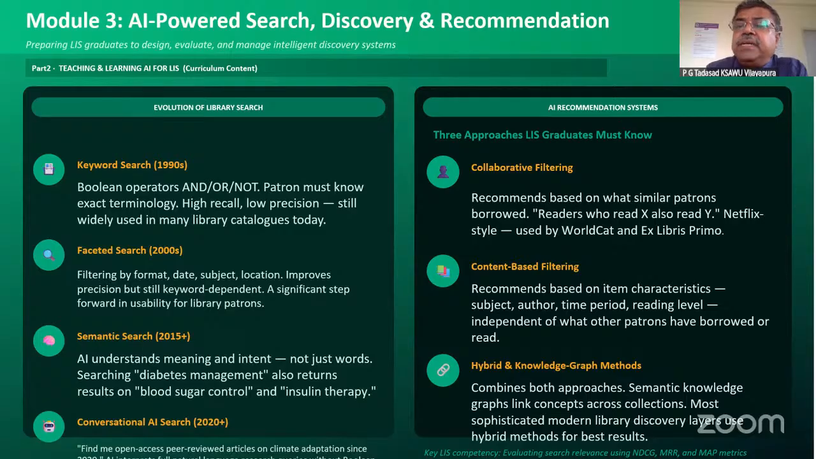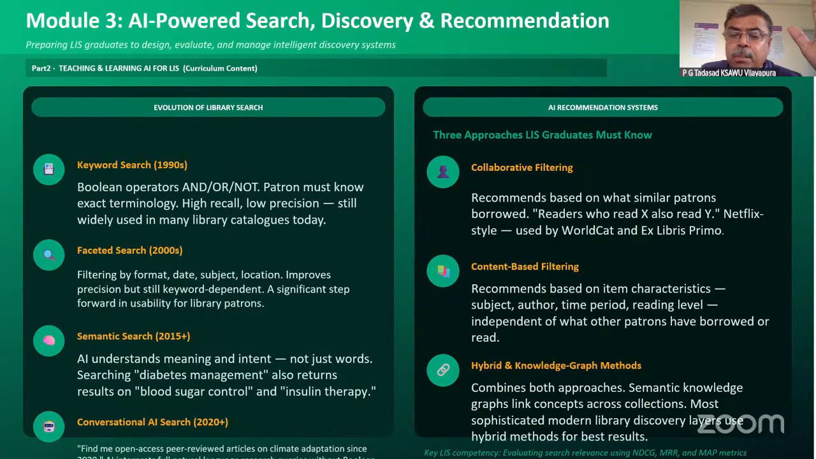The collaborative filter. In the morning I was referring to it. Readers who read X also read Y. This kind of collaborative filtering. You can have collaborative filtering, content-based filtering based on their borrowing histories and all that. The third one is deriving hybrid and knowledge graph methods, where the collaborative and the content-based filtering both are mixed.